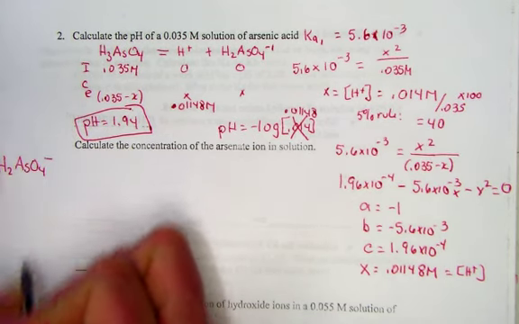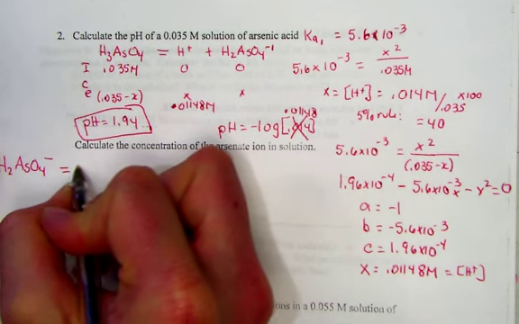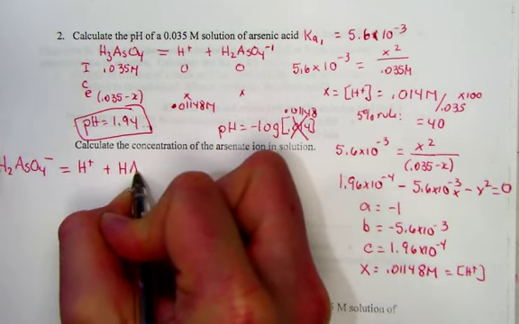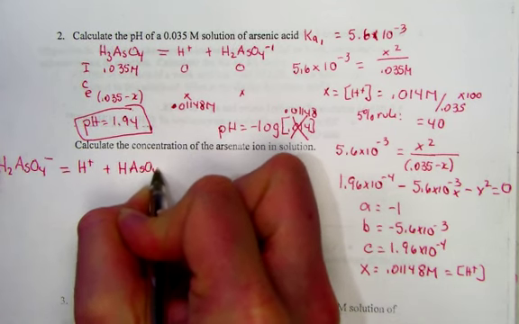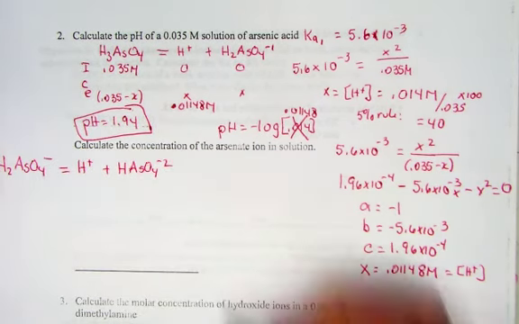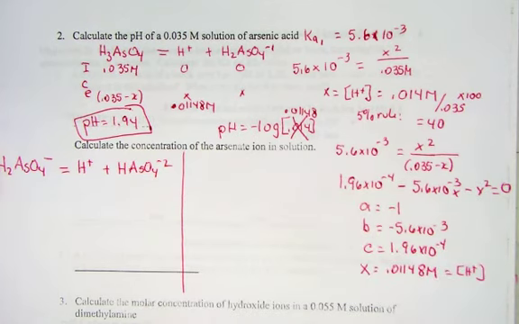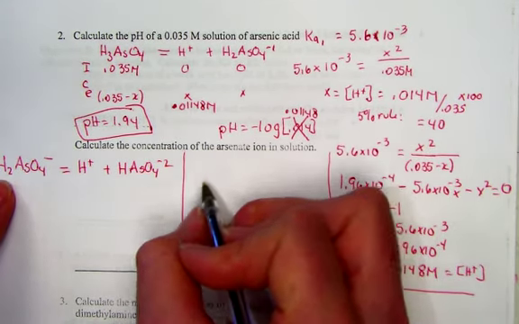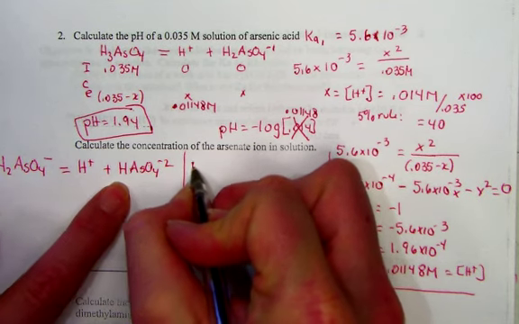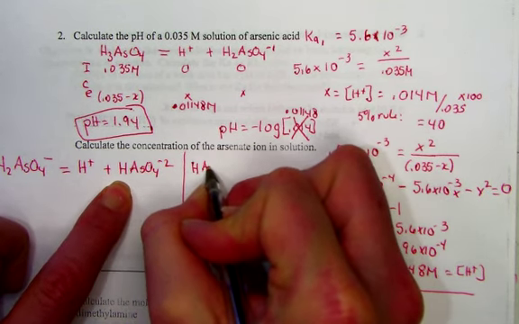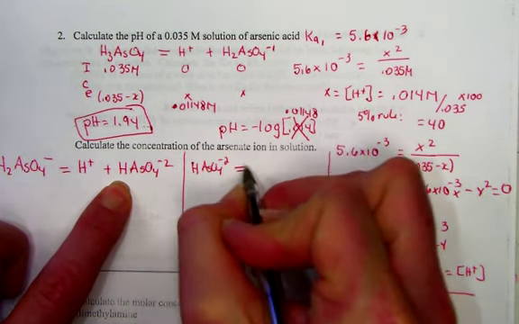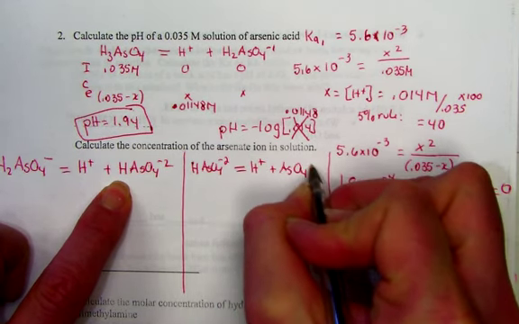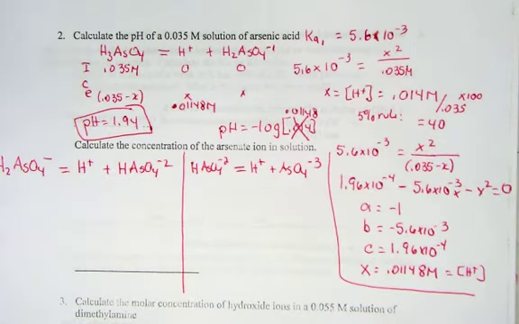H2AsO4 minus, which starts as a -1, removes 1 more proton to give us HAsO4 -2. And thinking about the second and final ionization of that proton, we'll take off the final and third proton from HAsO4 -2 to give us arsenate, AsO4 -3.